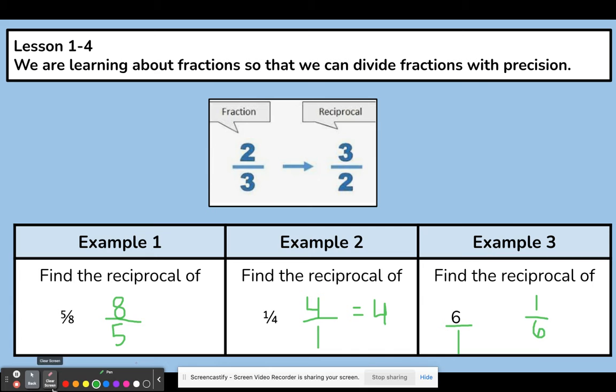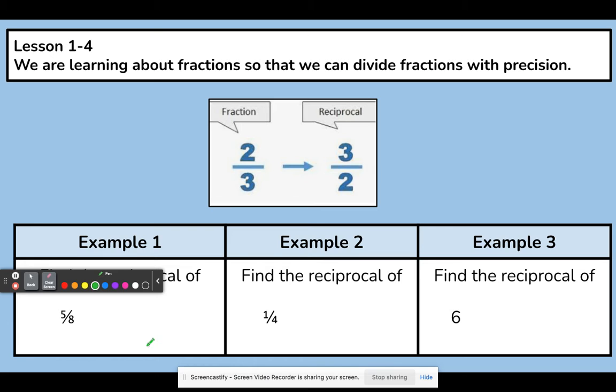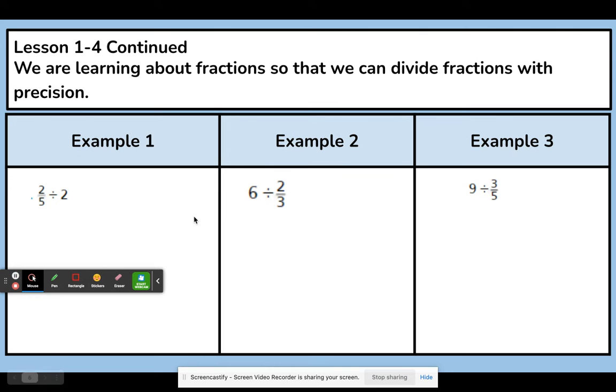Now, why are we finding the reciprocal of these fractions? Because we are going to need to use the reciprocal to divide fractions. All right. So let's look at some examples. When you divide fractions, we have a handy dandy saying that we use called KCF, not to be confused with Kentucky Fried Chicken. KCF stands for keep, change, flip.